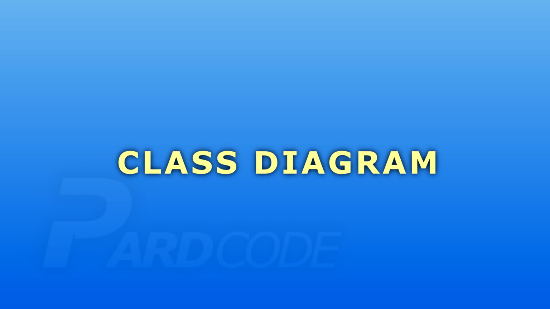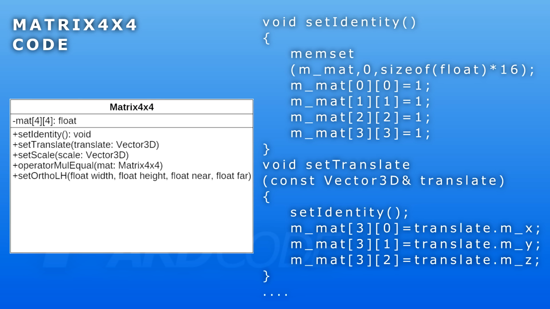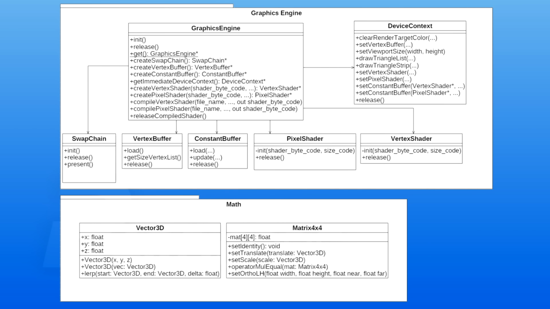Now we can start with the class diagram. Today we will add a Vector3D class that represents a 3D point in space and that will substitute the old Vec3 structure. And then we will add the Matrix4x4 class that will represent our matrix class and where we will implement the setTranslate and setScale methods for the creation of the transform matrices. After adding these two classes, our class diagram will change from this to this.